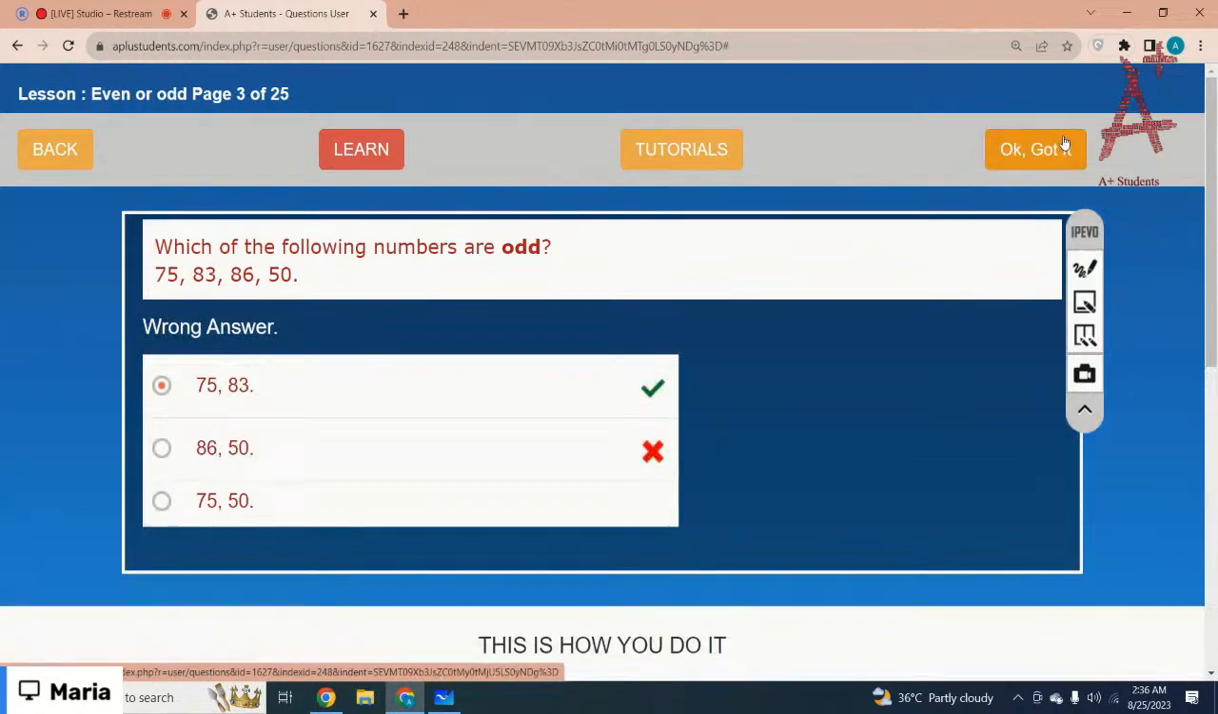Oh, sorry. Odd numbers are the ones that cannot be divisible by 2, right? So they are 75 and 83. They both are the odd numbers. So the correct option is option 1.